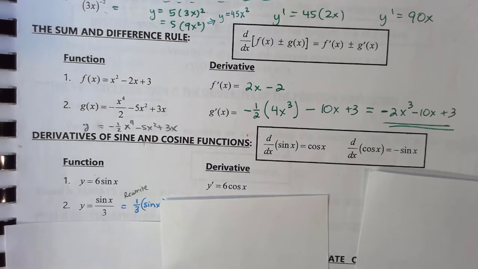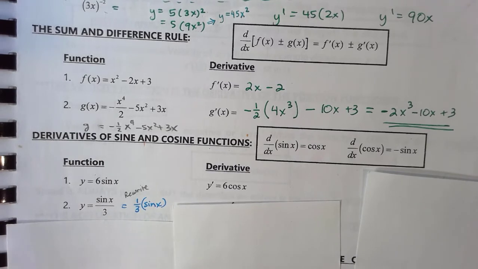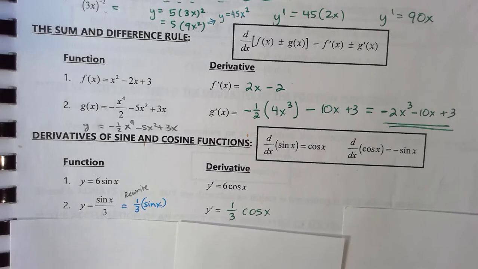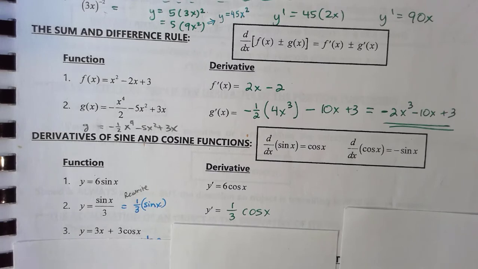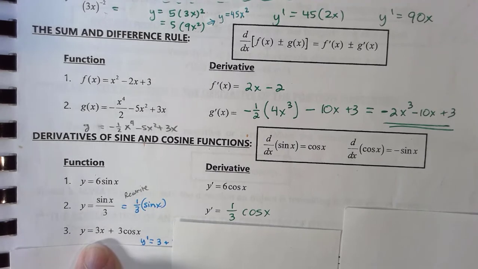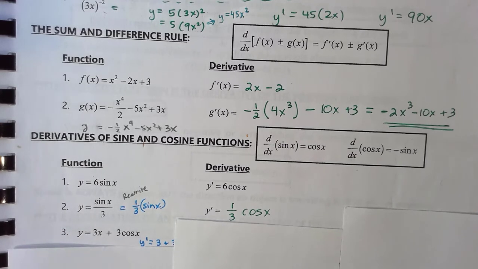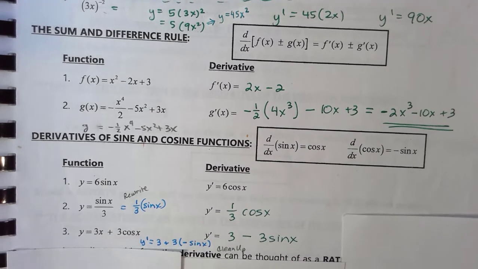If I have sine of x over 3, we want to rewrite that as 1/3 of sine x. The derivative would be 1/3 times the derivative of sine, which is cosine x. And now let's make it a little bit more complicated. y equals 3x plus 3 cosine x. Therefore, y prime would be 3, and then 3 cosine x would make me 3 times the derivative of cosine, which is negative sine, and then I would clean it up.